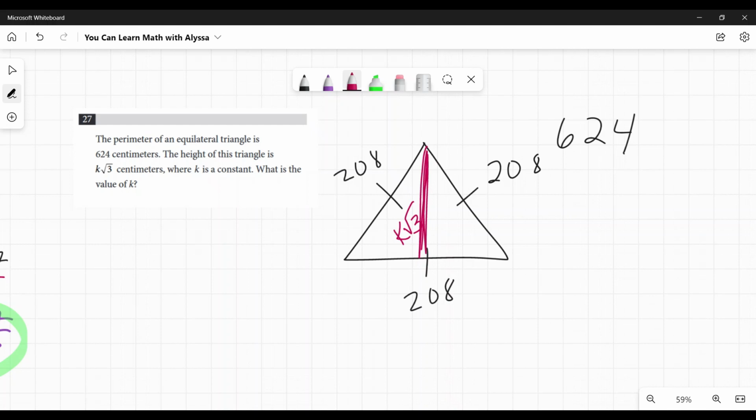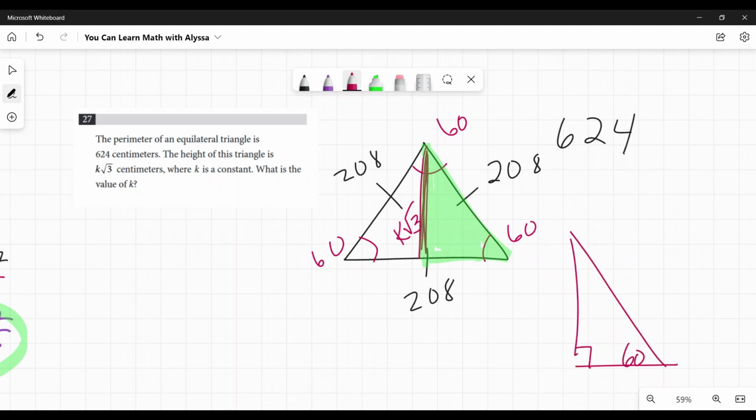This is testing that you know your 30, 60, 90 triangles, and also that you know that all the angles in an equilateral triangle are 60 degrees. So what they're doing is they're setting up a 30, 60, 90 triangle right here. I'm just going to draw it again out to the side. So this is 60. There's my right angle. There's my 30. They're telling you this is k square root of 3, and we know this side is 208.